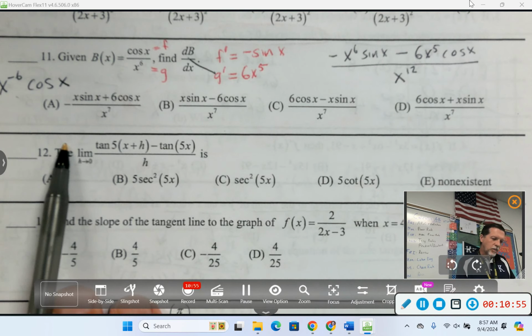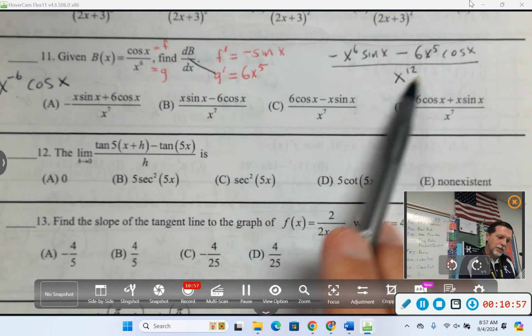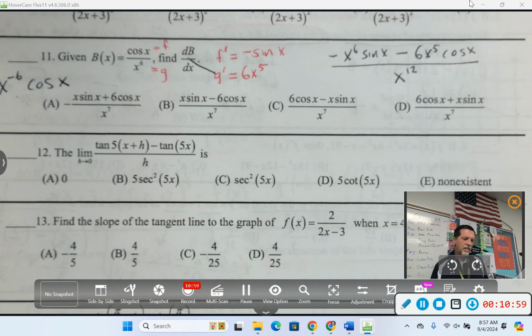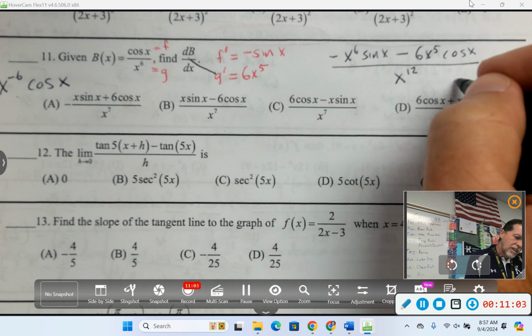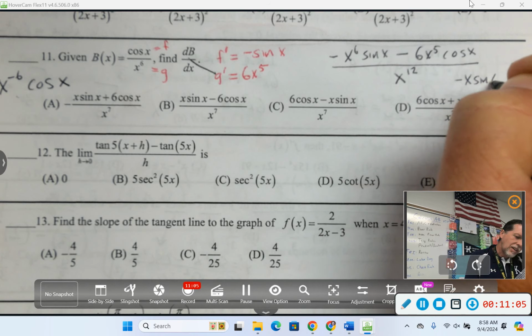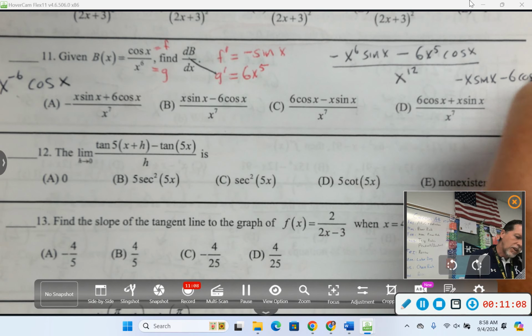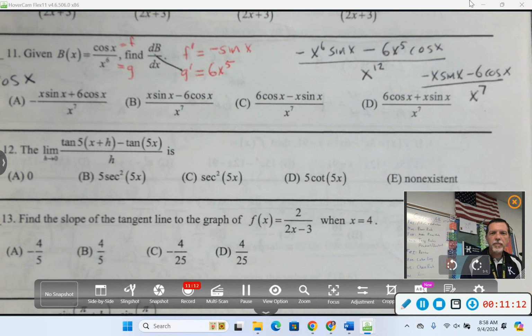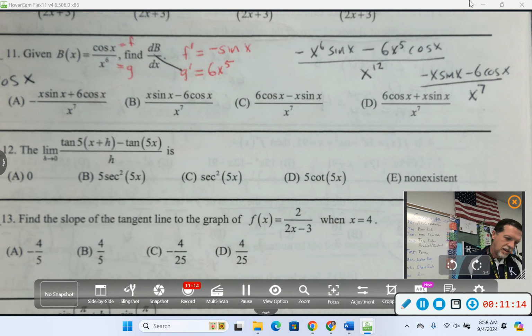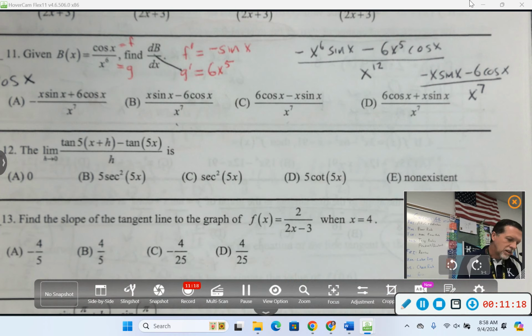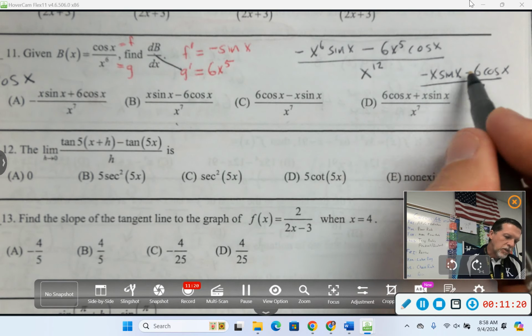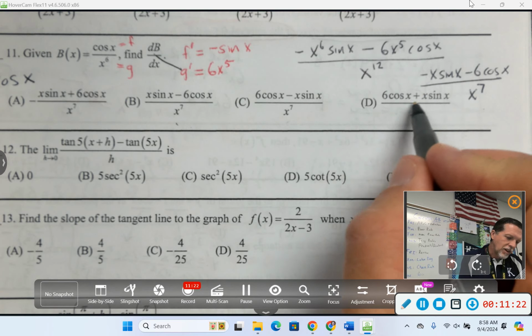I don't see an x to the 12th on the bottom, but that's because I could reduce everybody by x to the 5th. So negative x sine x minus 6 cosine x all over x to the 7th. Well, that wasn't as helpful as I thought. They've all got x to the 7th in the bottom. They're both negative. Okay, here we go.